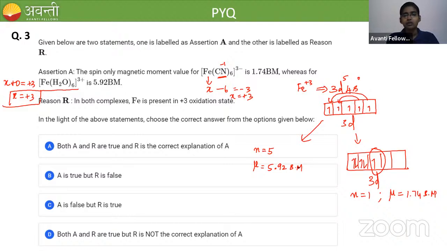So what would be the correct answer for this? Both assertion and reason are true, but R is not the correct explanation of A. So option D is the correct answer for this question. Clear? Fine, so let's move on with question number 4.